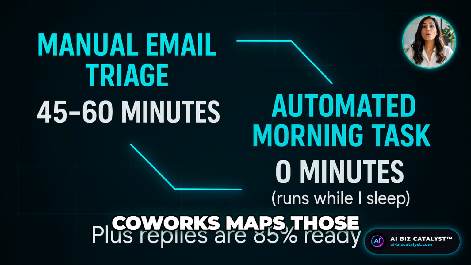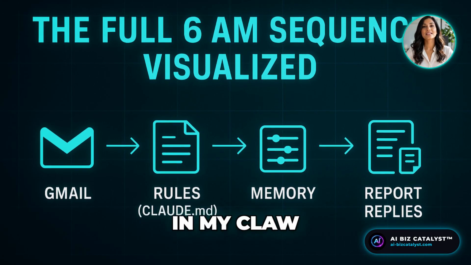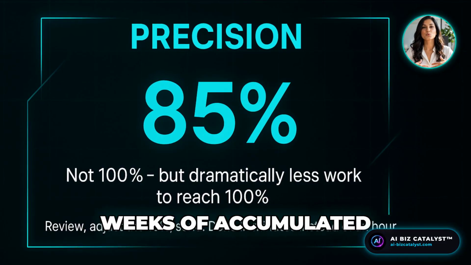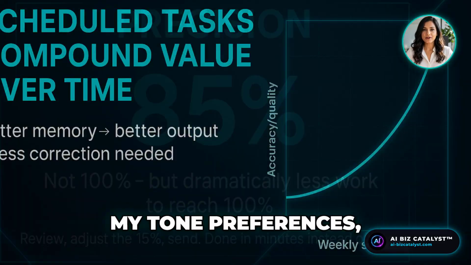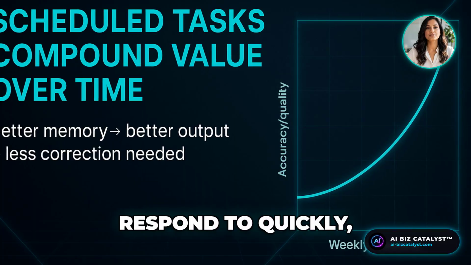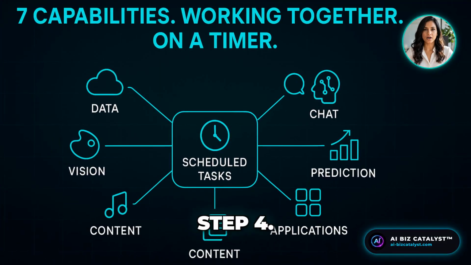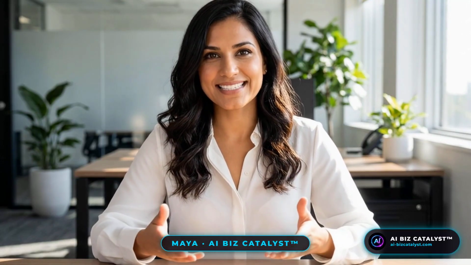Step 2. CoWork maps those emails against my inbox 0 rules, which are saved in my Claude.md file. Step 3. Memory.md provides weeks of accumulated context. My signature style, my tone preferences, which senders I respond to quickly, how I handle requests I want to defer. Step 4. CoWork produces a morning report and a set of drafted replies. Not full replies, but replies that are about 85% ready to send. I open my laptop and there it is.